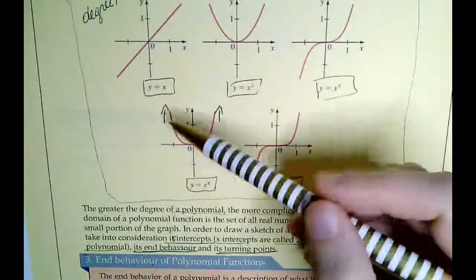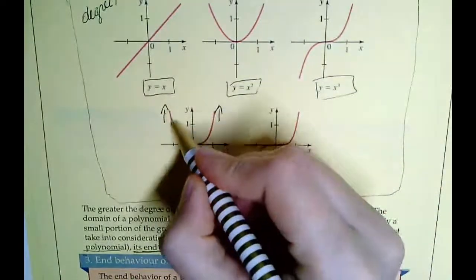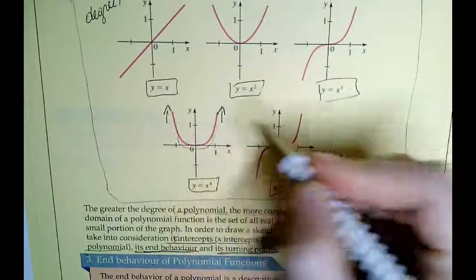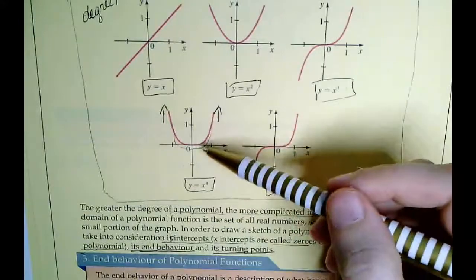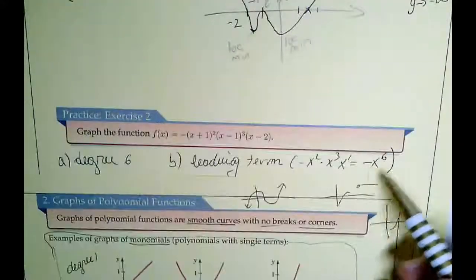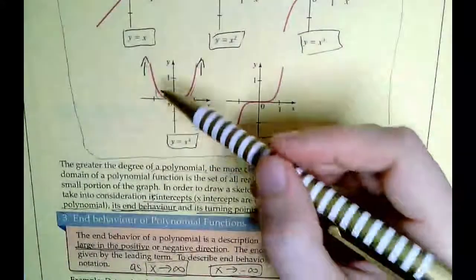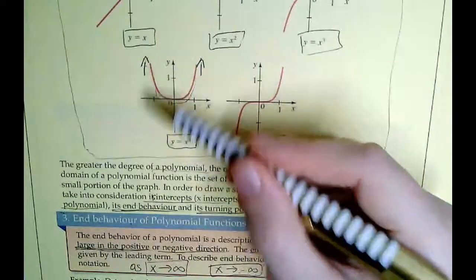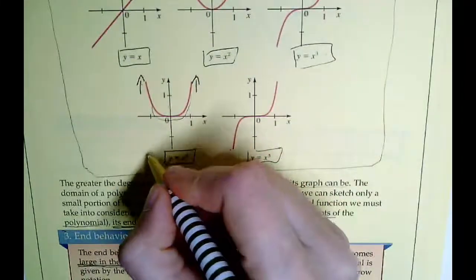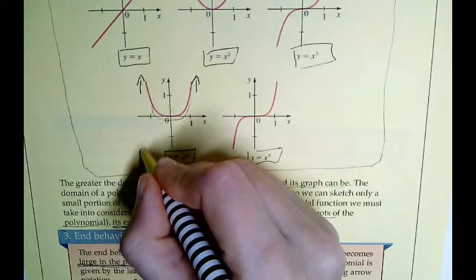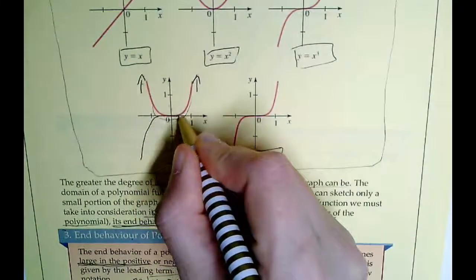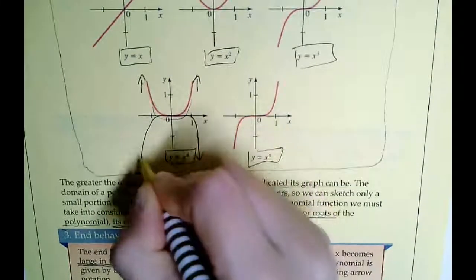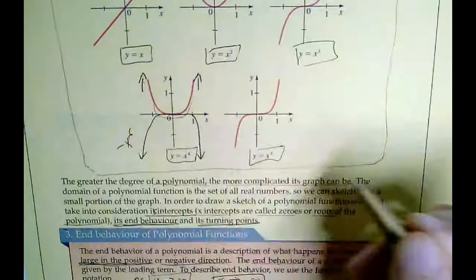And x to the 6th is basically going to be like x to the 4th, but even flatter at the origin. But the key point for x to the 6th for this one is that the coefficient is negative. So we have to flip this over the x-axis. So negative x to the 6th is going to be something like this. So more flatter and like this. So this is negative x to the 6th.